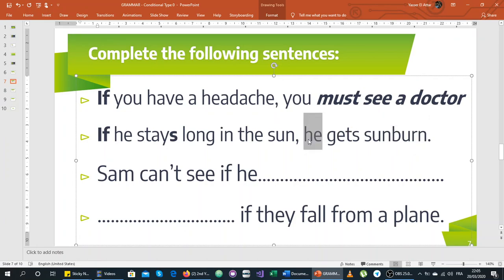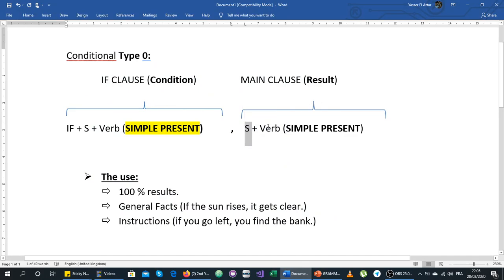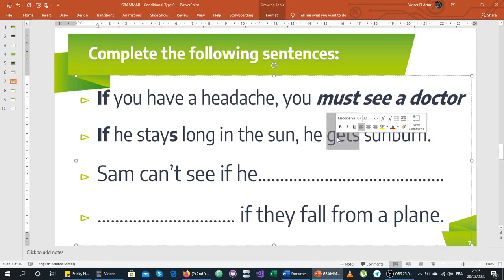So here is the subject, and then we have the verb. The verb is get. We add s because it is in the simple present, and we have he here. He gets sunburn. Some students did something like this, for example, will get. They used the future. The future is also correct, but this one is not conditional type 0, and I am teaching conditional type 0 now, so it should be gets. Okay, he gets sunburn.